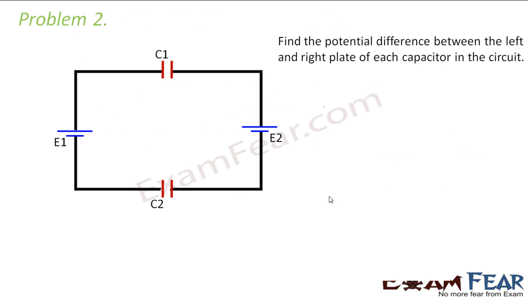So let us look at the first problem. It says find the potential difference between the left and the right plate of each capacitor in the circuit. So in this you have to find out the potential difference between the plates, that means the potential difference for C1 and the potential difference for C2. So in this circuit, what all do you have? You have two capacitors and two voltage sources, with EMFs E1 and E2.